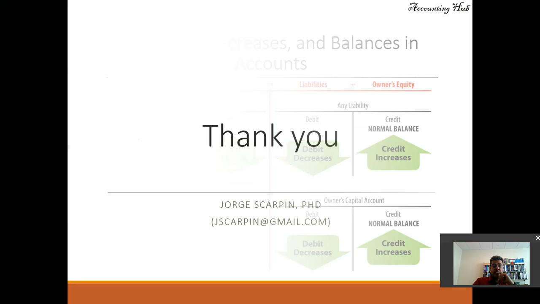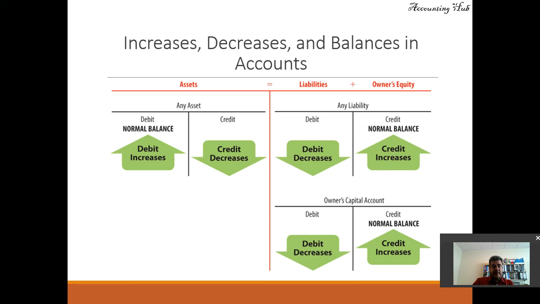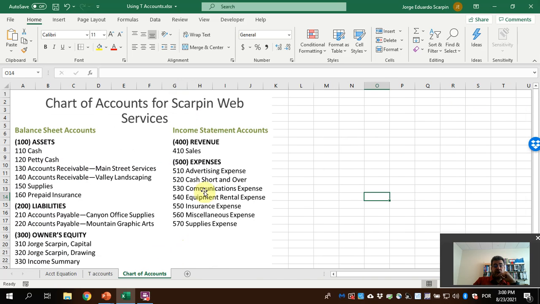And first of all, what do we have? So we need to name all of these T accounts here. How do we name it? Using the chart of accounts. So the chart of accounts is a list of our accounts. We need to standardize the names of our accounts.